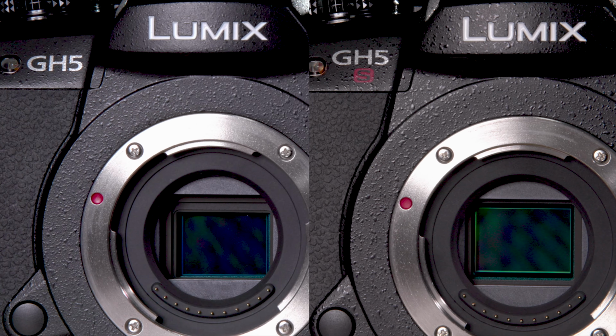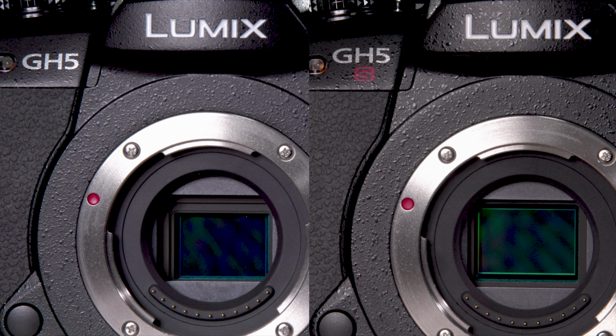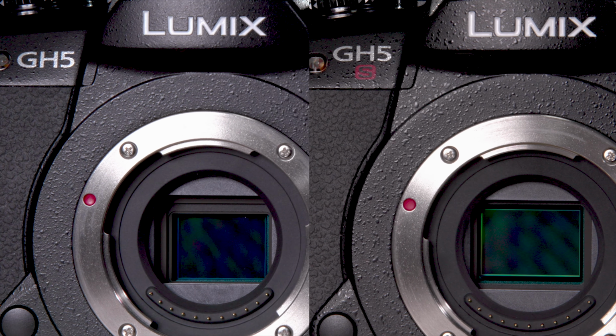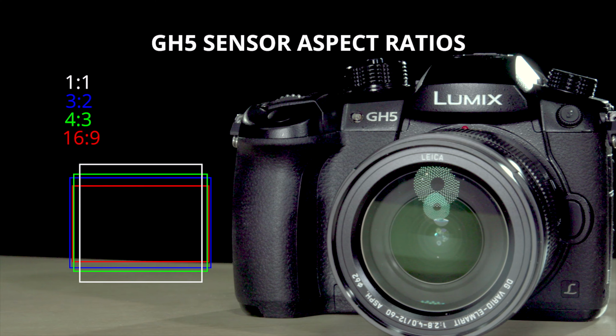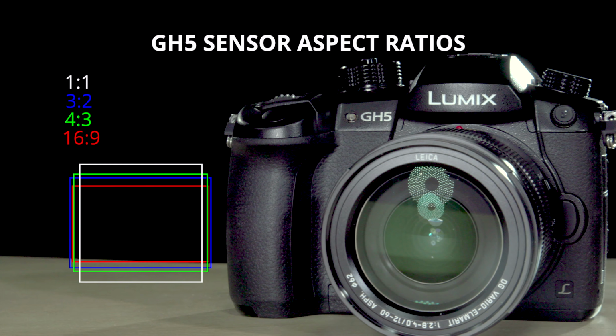The aspect ratio of a sensor is tied to the type of work it will do. Additionally, it will affect the amount of crop you get. The GH5 has 4 aspect ratios to choose from: 1:1, 3:2, 4:3, and 16:9.